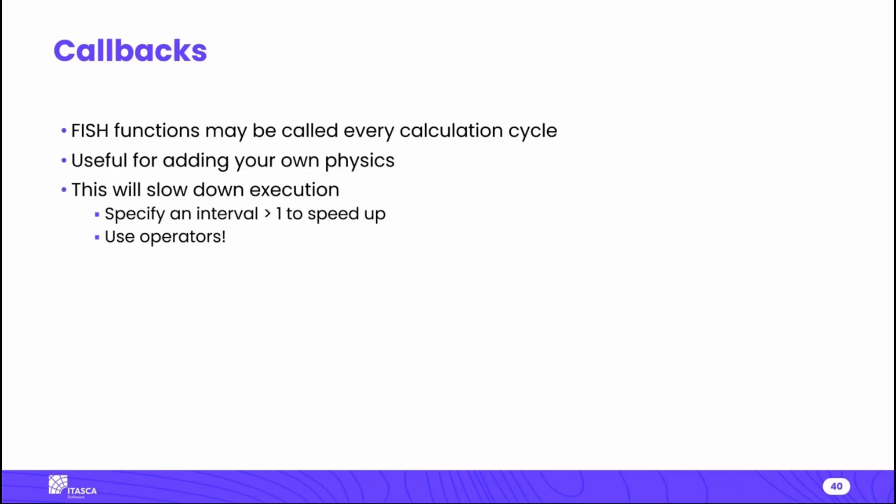It is possible to also use callbacks to call a function not necessarily every cycle, but you could call, say, every 10 cycles or every 100 cycles. That will make it go way faster if you can get away with it. Of course, the other thing that will make it go faster is by using these operators that we just talked about, because it will run your function in a multi-threaded way.